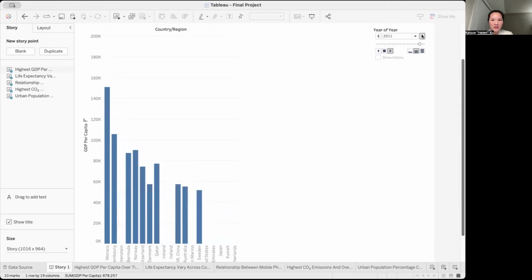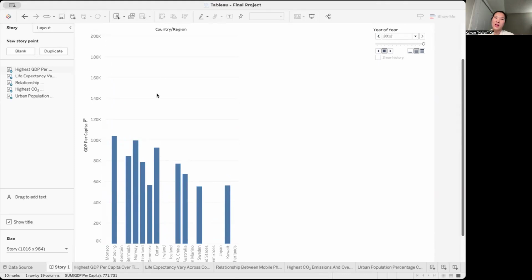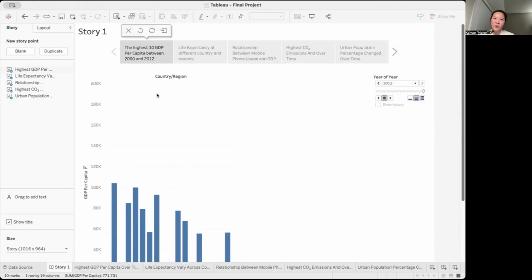The tricky part is 2012. I don't know why Monaco can't be found there. That's what I saw, and if we want to do further analysis, we need to look at it in the future.